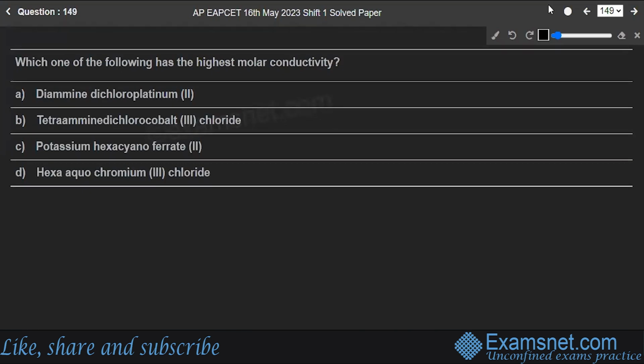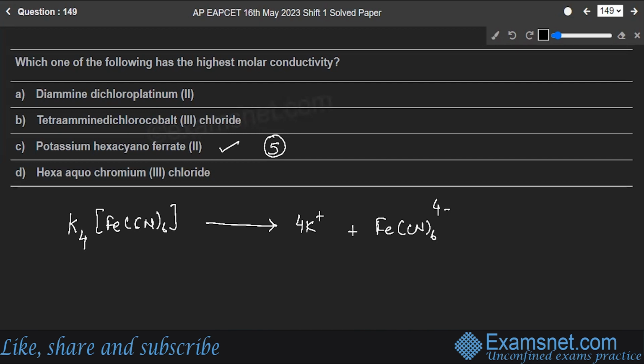Question number 149. Which of the following has the highest molar conductivity? Number 1, diamminedichloroplatinum 2. Then tetraamminedichlorocobalt 3 chloride, potassium hexacyanoferrate 2, or hexaaquachromium 3 chloride. Among the given options, the third one, potassium hexacyanoferrate 2, has the maximum number of ions. This is 5. If I react this potassium hexacyanoferrate, this is K4FeCN6. This will give you 4 K plus ions plus FeCN6 4 minus. So it is giving you 5 ions over here, 1 and 4 and 1. That means this is your potassium hexacyanoferrate 2. So you have third option as the right answer.